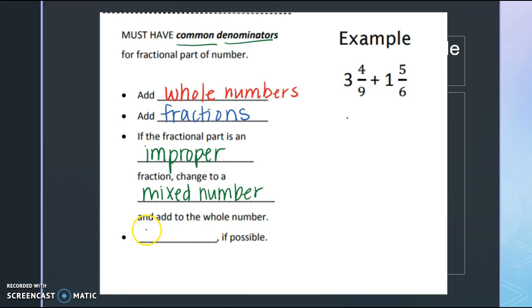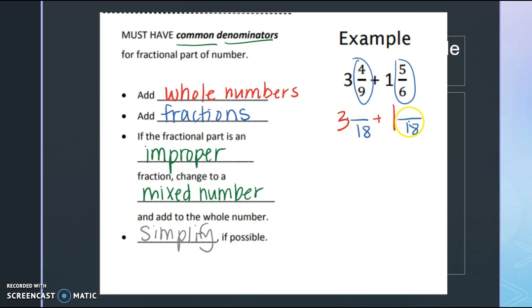And then our last step is, again, to simplify if that is possible. So I'm going to go ahead over to the example in our notes, 3 4/9 plus 1 5/6. So our whole numbers stay the same. And now we're going to look at our fractions, the 4/9 and the 5/6. And we want to get a common denominator. So here, I'm going to use 18. Again, it's going to be that smallest denominator. It makes it easier at the end, simplifying.